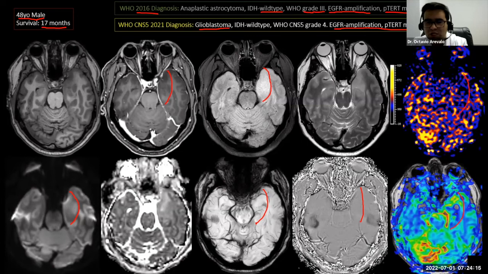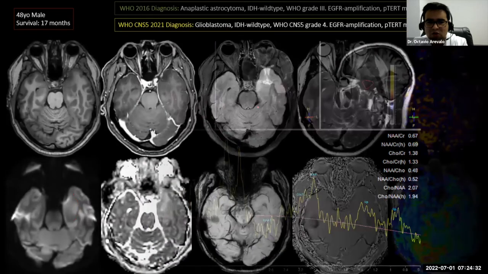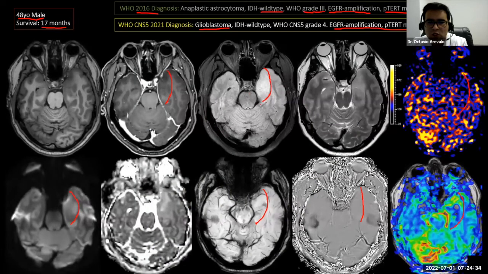It didn't have any areas of massive restricted diffusion to think of hypercellularity, no hemorrhage or calcifications on the susceptibility weighted images, and no increased perfusion on the perfusion ASL without contrast and dynamic susceptibility contrast, which is contrast perfusion. If you take a look at the MR spectroscopy of the same tumor, you see that there is no significant choline to creatinine or choline to NAA ratios, maybe a little bit here, but nothing super crazy.